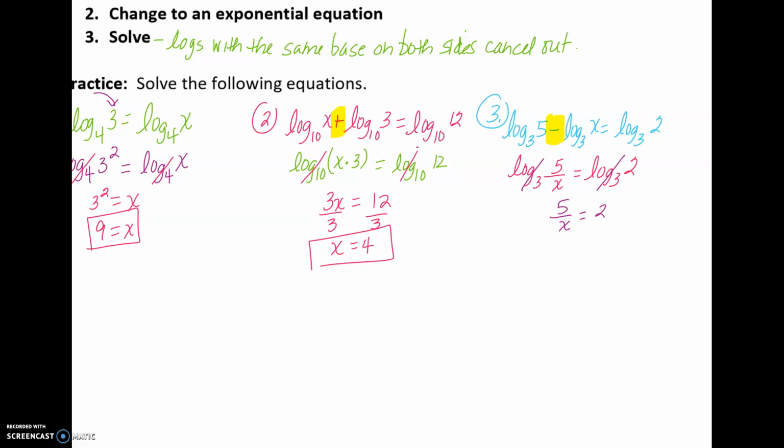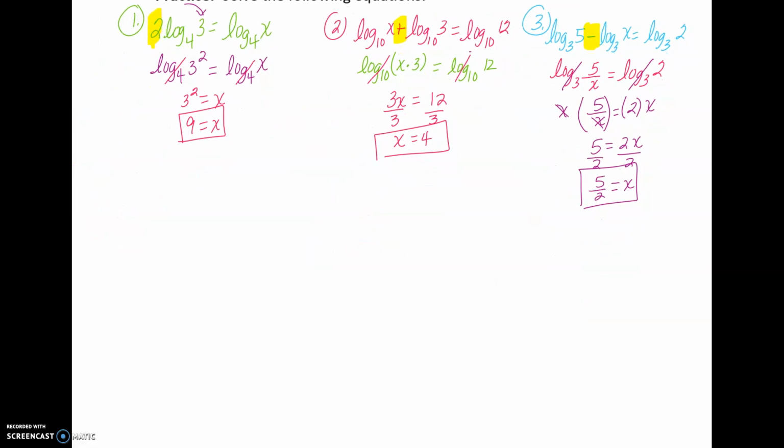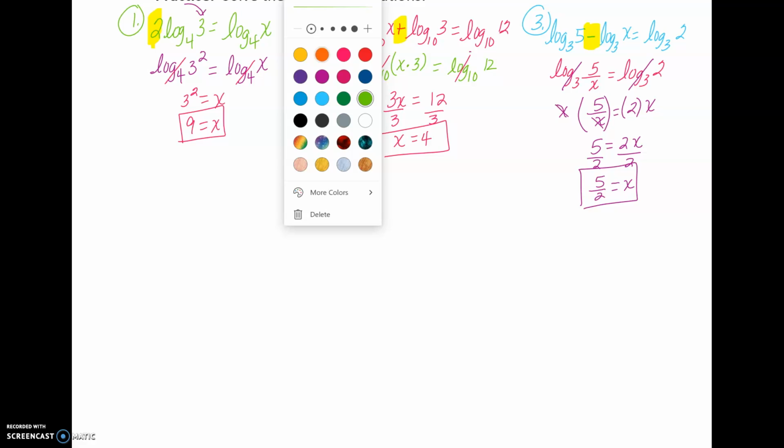To solve this, I'm going to go ahead and multiply both sides by x to get x out of the denominator. Those will cancel, and I'll get 5 equals 2x. But then to get x by itself, I have to divide by 2. So I get 5 halves equals x. So far, hopefully so good for y'all. All right, let's go to number 4.